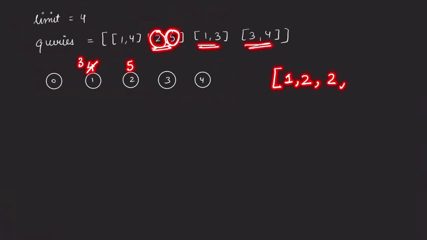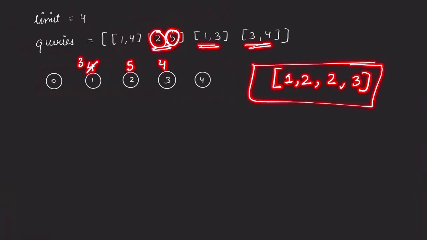Then we have 3, 4. So to the ball 3 we are giving a color of 4. So right now the distinct colors among the balls are 3, which are 3, 5 and 4. So the answer will be 3 for the last query. This is what we need to return as our answer.